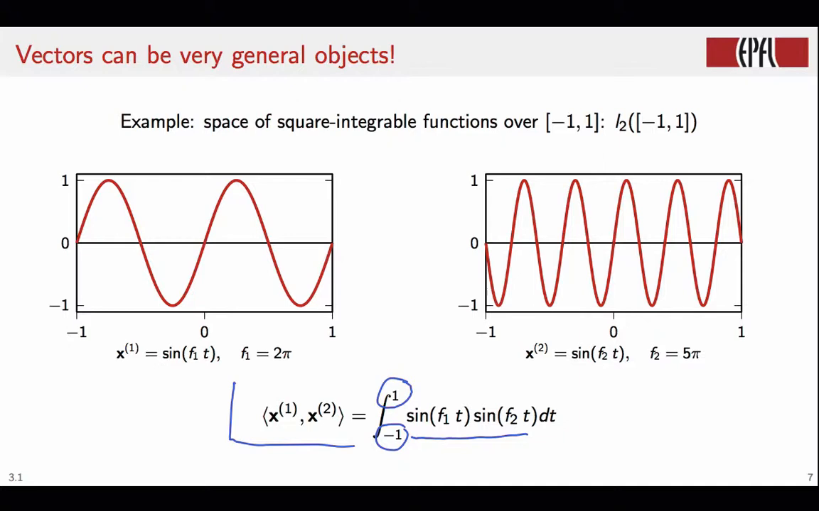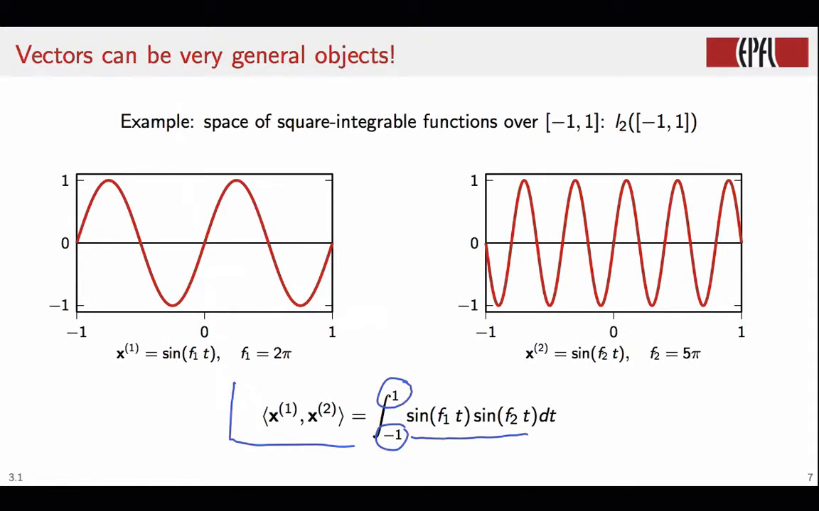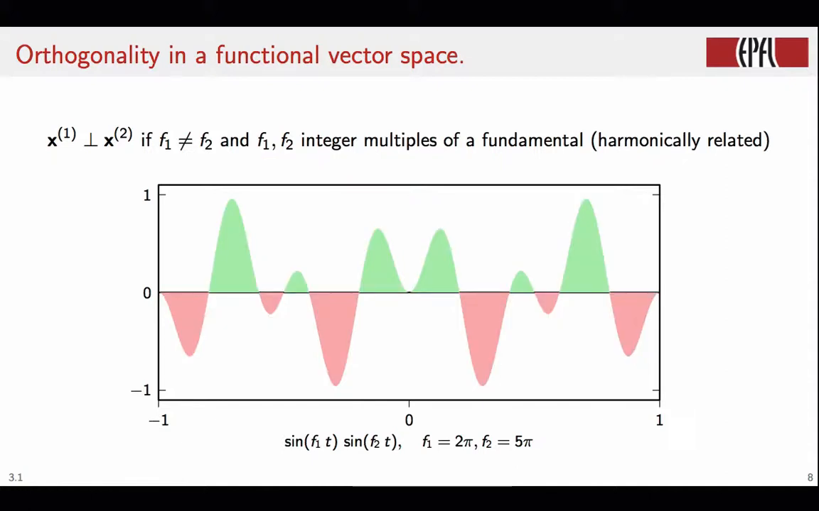What is to be noted here is that previously we had vectors in R2 with an angle alpha, with an orthogonal angle of 90 degrees. Here we have also two vectors, and the question is, can we have the same notions? And sure enough, if we multiply the two functions together, we get this red function here. And if the two frequencies, f1 and f2, are integer multiples of a fundamental harmonically related frequency, it will turn out that these two vectors, these abstract vectors x1 and x2, will also be orthogonal to each other. We're going to calculate this. Okay? So we take the product, and then we look at what is positive and what is negative, because we are going to integrate.